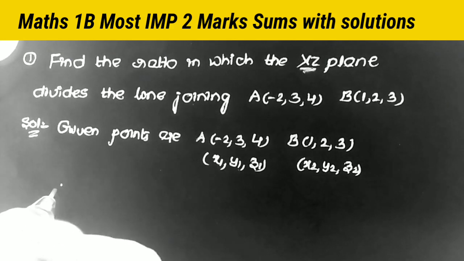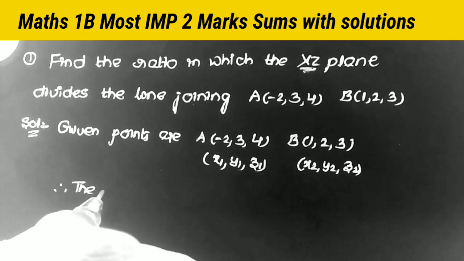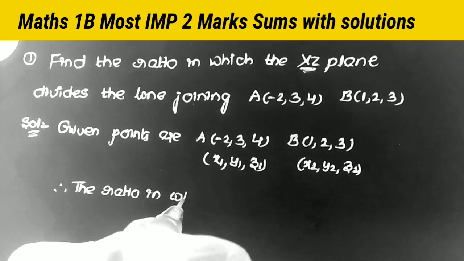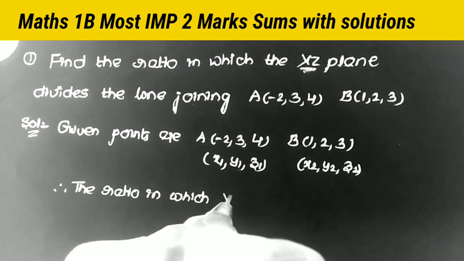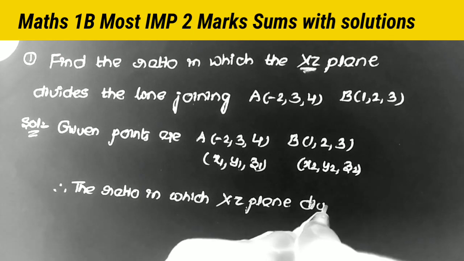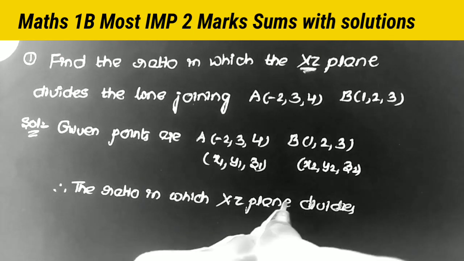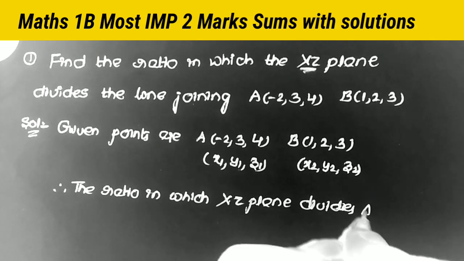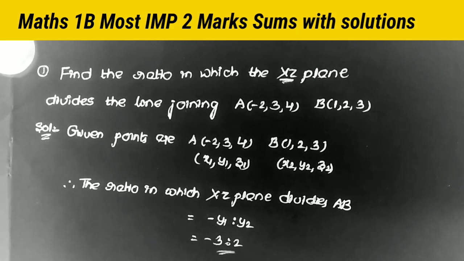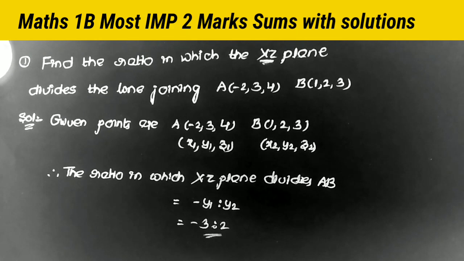So first I write the formula. Therefore, the ratio in which the x-z plane divides AB is -y1 : y2, that is -3 : 2. That's all. This is the answer. For writing the formula 1 mark is given, and for this answer -3 : 2, 1 mark is given. Total 2 marks. That's all.